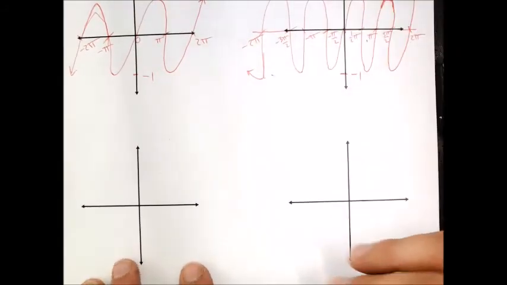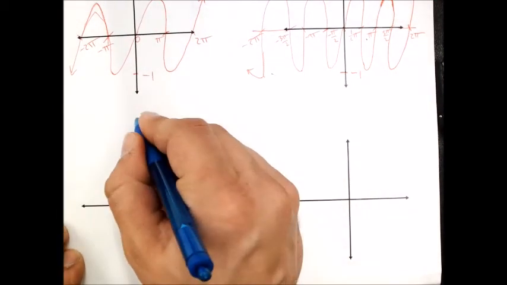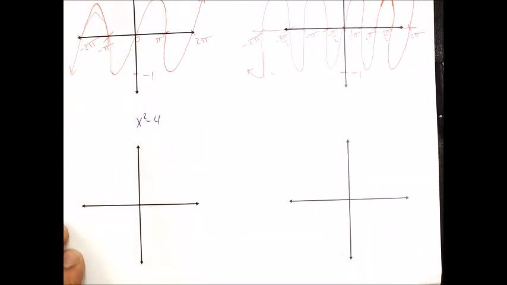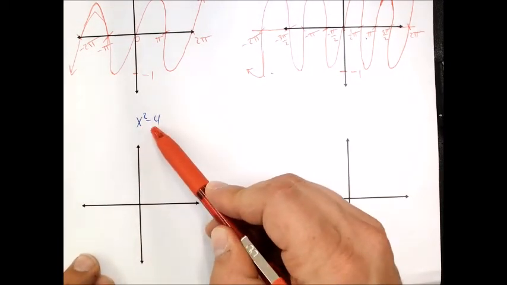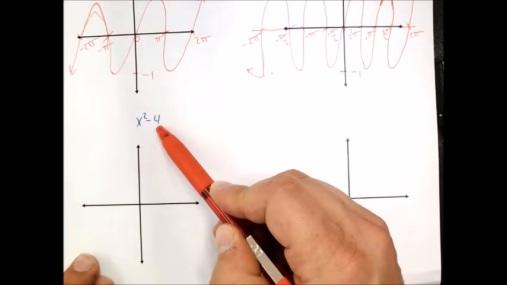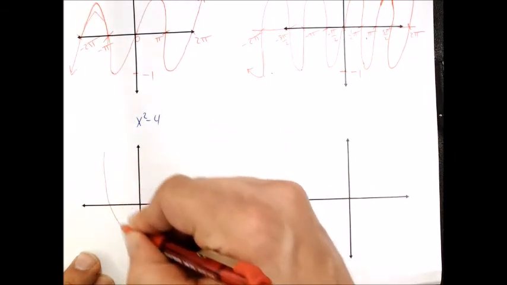Alright, let's do one more where we combine some things, more of a problem that we might see in this section. So let's graph x squared minus 4. That's going to be our base graph. We took x squared and we moved it down 4, just to be clear. And so that's going to look like a U shape that's moved down 4, something like this.